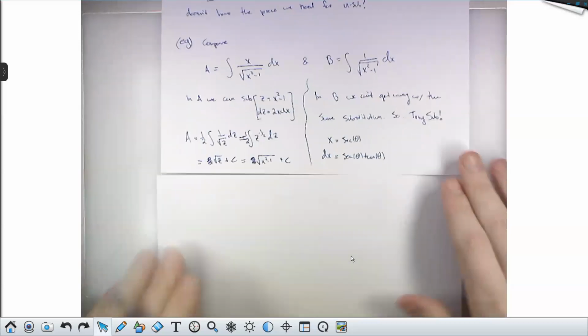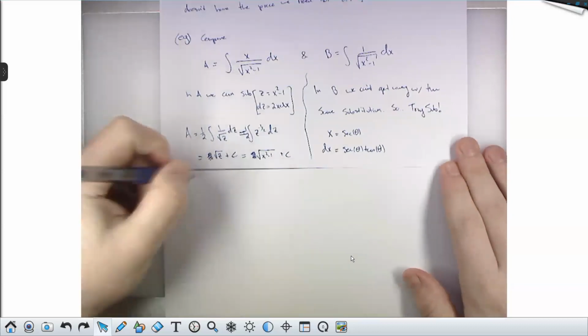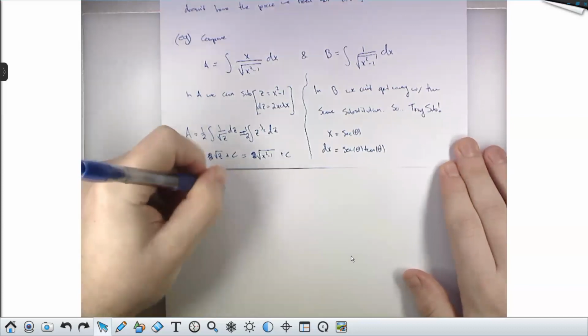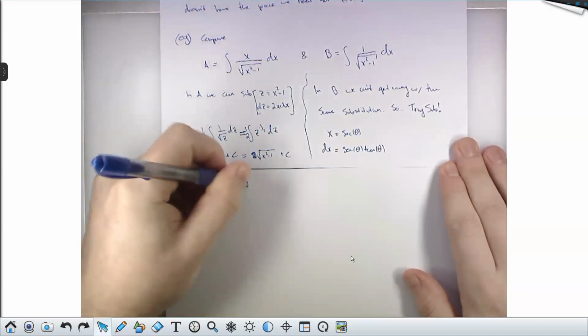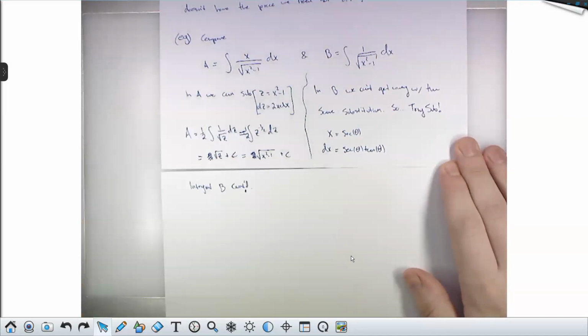So we're going to do the integral b continued. Oh, this should be the dot, that should be the apostrophe. No.